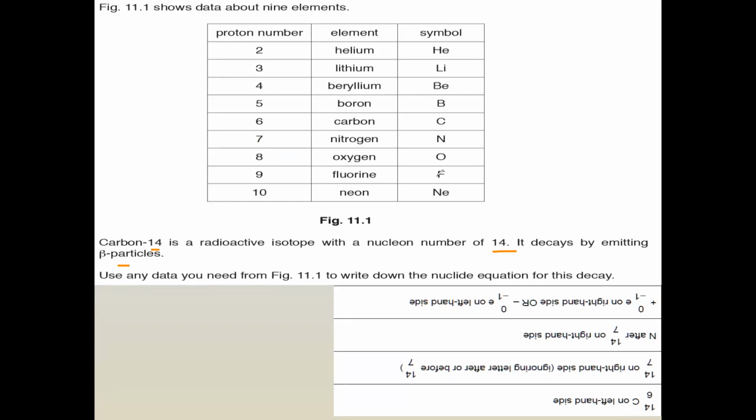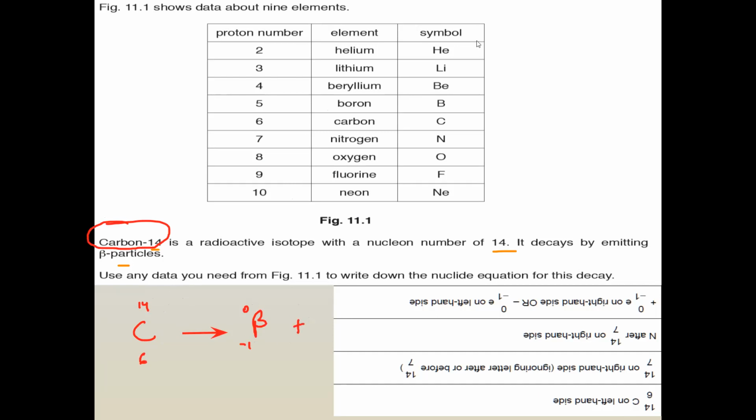So in the beginning they mentioned carbon-14. Carbon-14 means the nucleon number is 14, and the atomic number is the identity of the element. So the atomic number does not change, only the nucleon number changes for an isotope. So carbon-14 will be written as 14 and 6, because the carbon atomic number is 6. Then they mentioned it is emitting beta. You can write beta first. This is the symbol for beta.